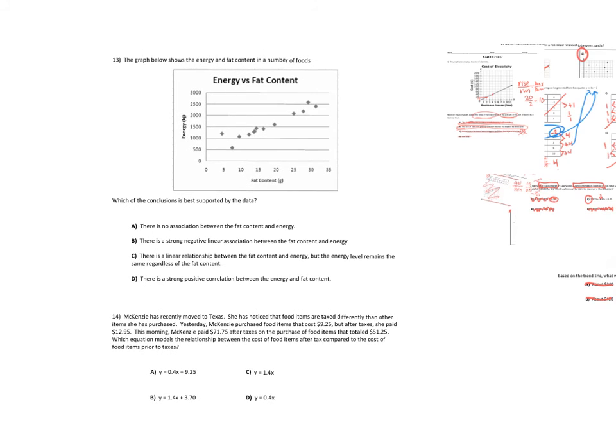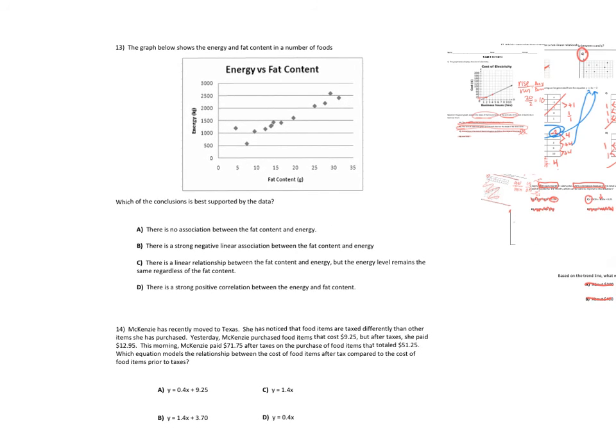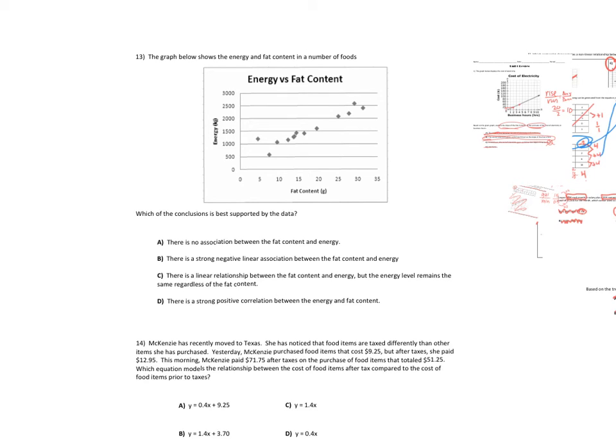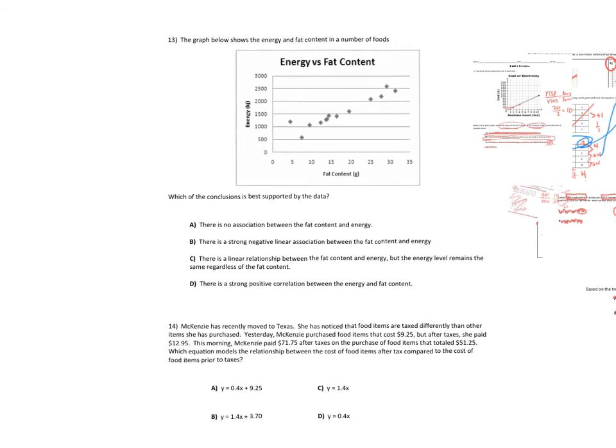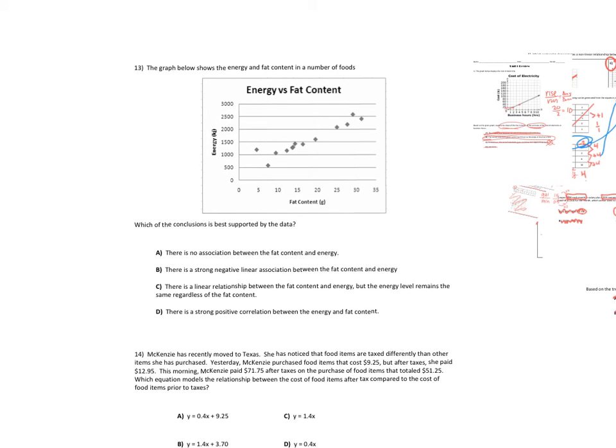So, yes, number 13. The graph below shows the energy and fat content in a number of foods. Which of the following conclusions is best supported by the data? There is no association between fat content and energy. I say there is. The higher the fat content, the more energy. There is a linear relationship between the fat content and energy, but the energy level remains the same regardless of the fat content. Not true. There's a strong correlation because it's going up, positive and linear.